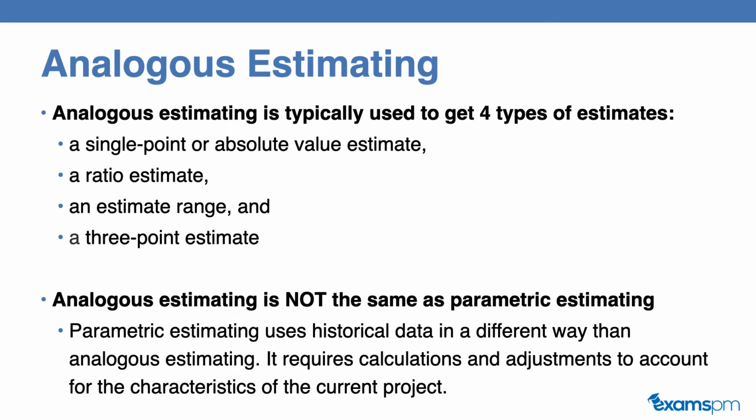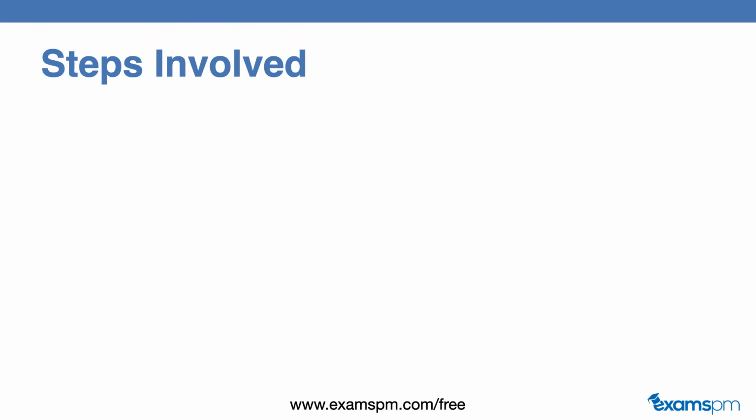So analogous estimation is just using historical information, but there's no unit cost here. It doesn't require any calculation. You're just looking at characteristics of a historical project, and based on the scope, based on other characteristics of that project, you will try to come up with an estimation for the current project based on the assumptions that you will make of how that previous project is similar to the current project. And if that is confusing, let's take a look at the steps involved here.